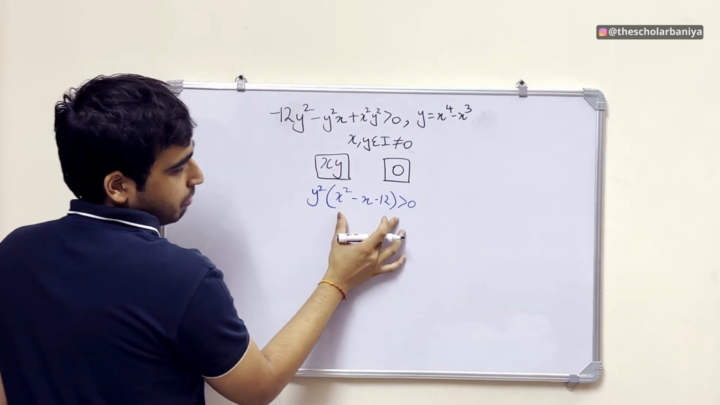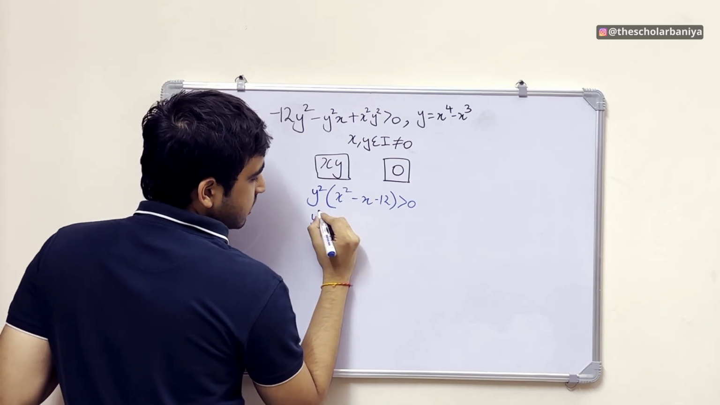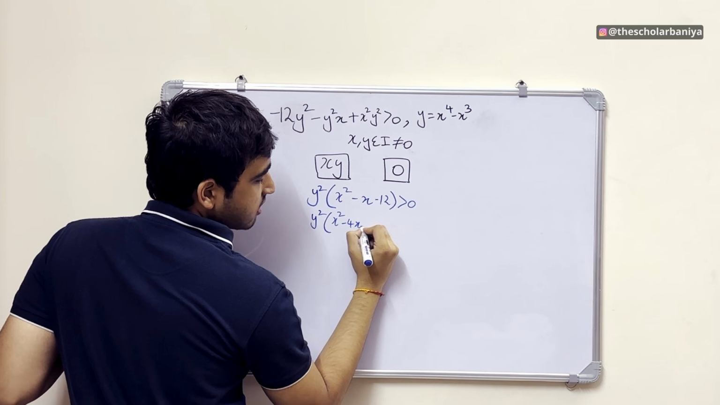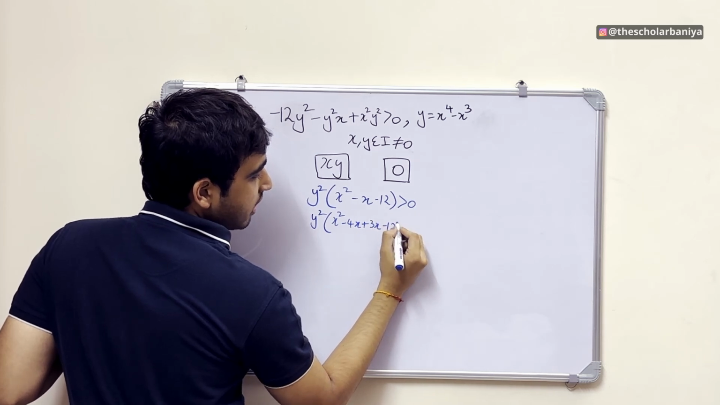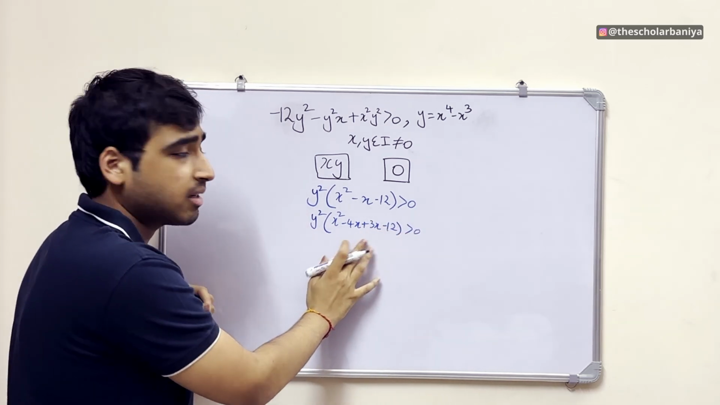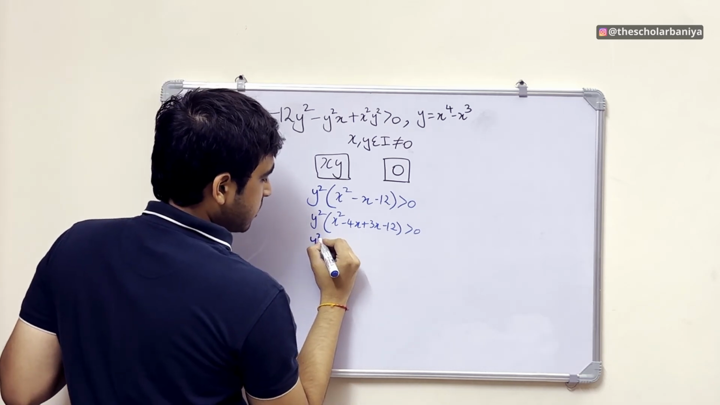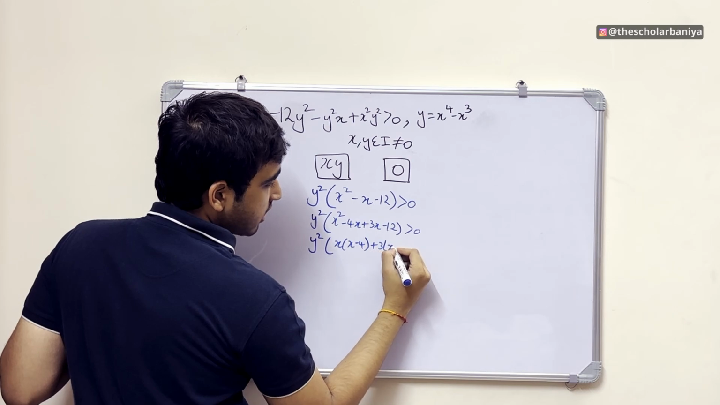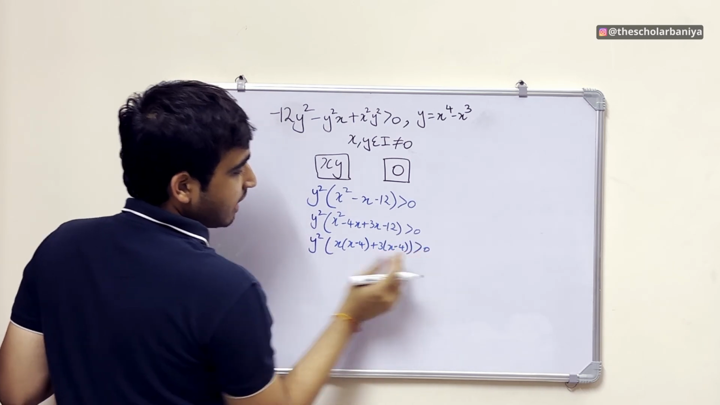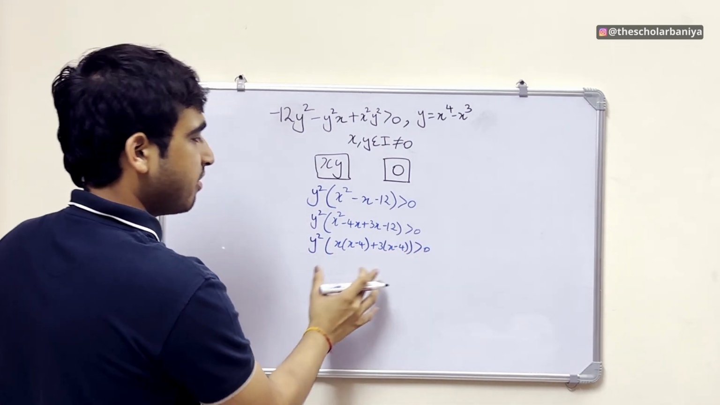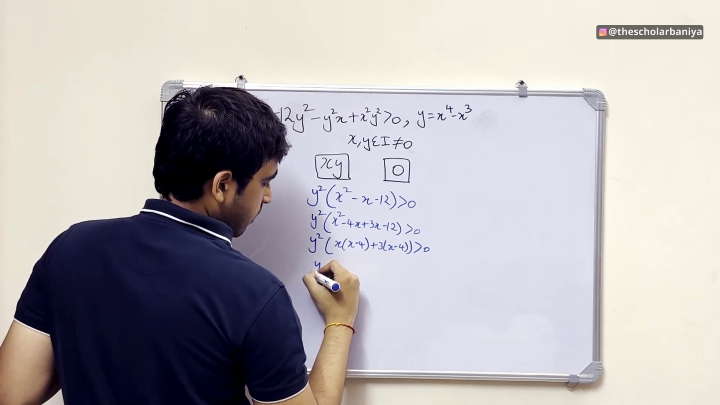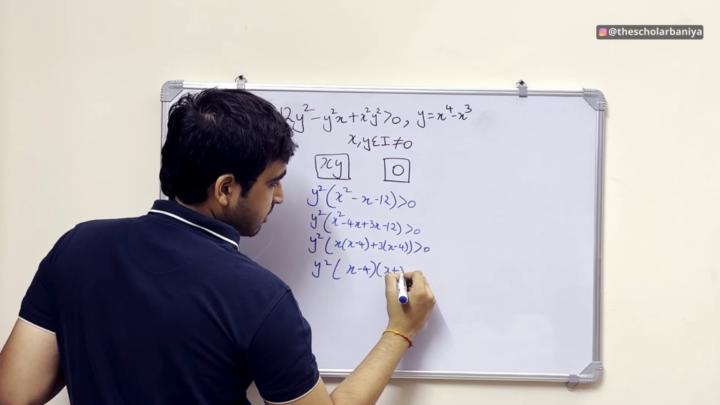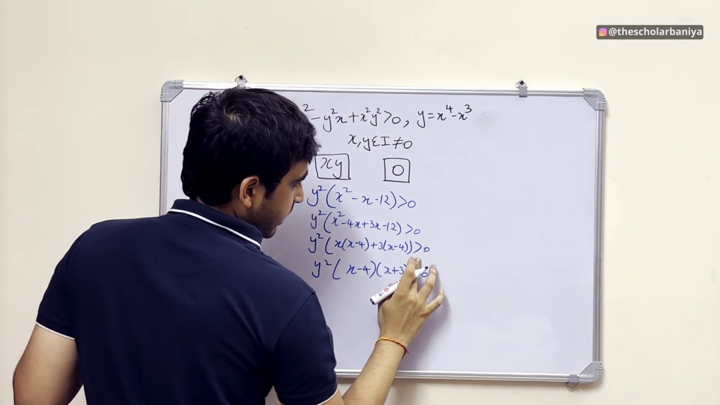So now if you break this down into factors, y square, this is like x square minus 4x plus 3x minus 12 is greater than 0. I'm not explaining these things, I'm considering this is very basic, right? So y square, if you take x common, x minus 4, you take plus 3 common, x minus 4. Again, I'm writing all of this so that you can understand, otherwise I would have written it directly. y square, so this is x minus 4, x plus 3 is greater than 0, right?